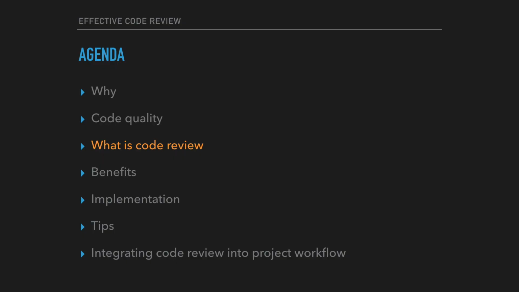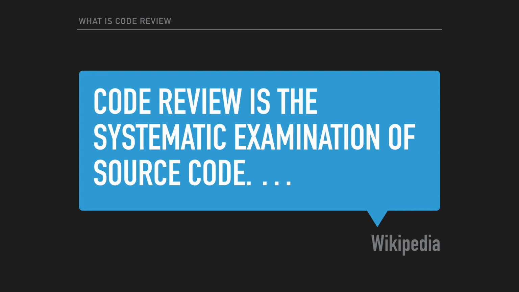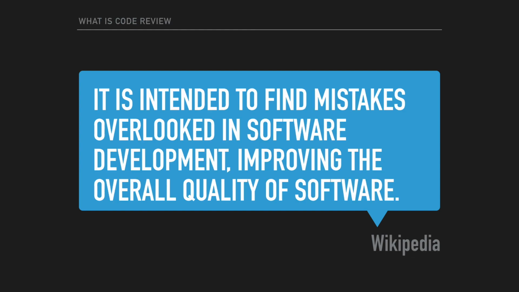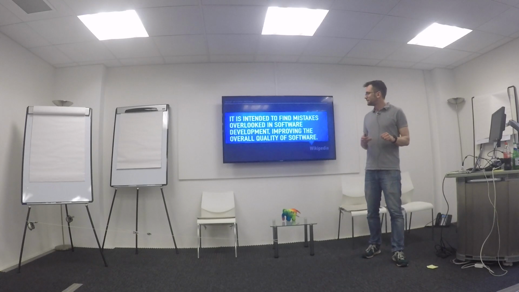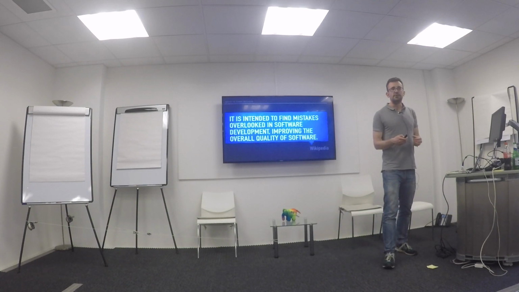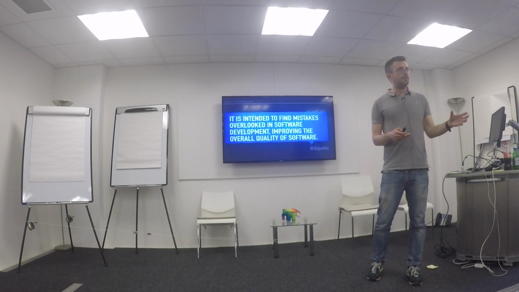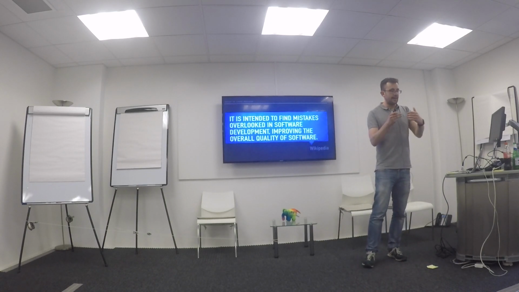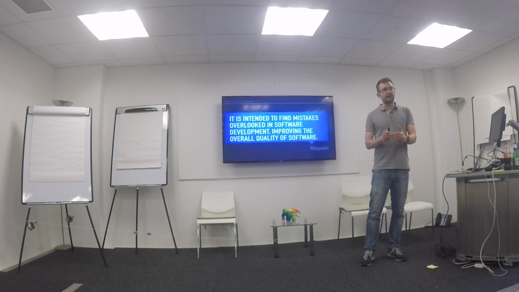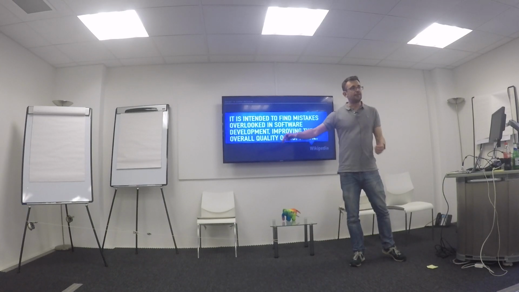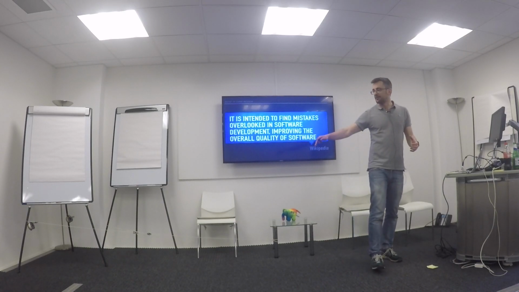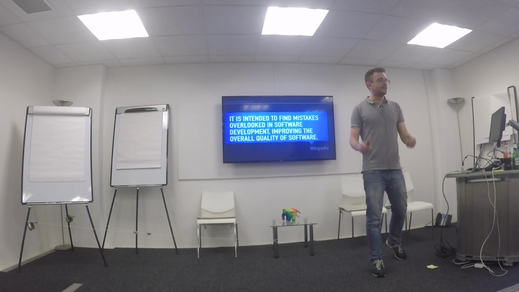So what is code review? Let's go to Wikipedia. Code review is the systematic examination of source code, and it is intended to find mistakes overlooked in software development, improving the overall quality of the software. So we're looking at code, we're trying to find bugs, and we're reporting those bugs so that they're actioned and rectified earlier. Just like the cookie in the cave, the moment I made a mistake, let's point out where the mistake is, then we can just fix it, and it's an easy fix.